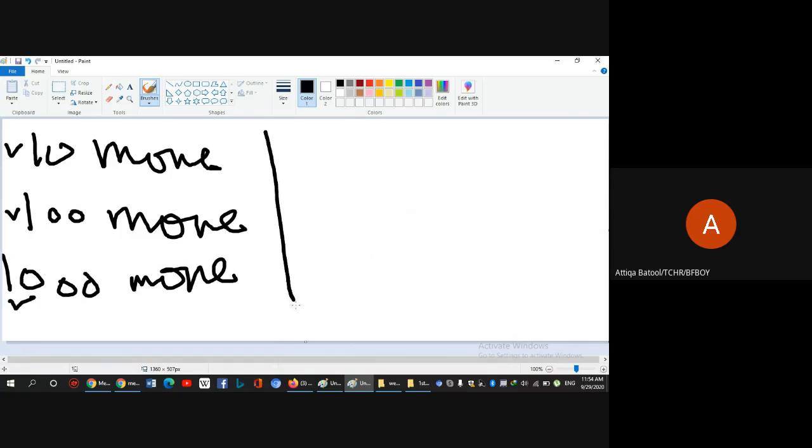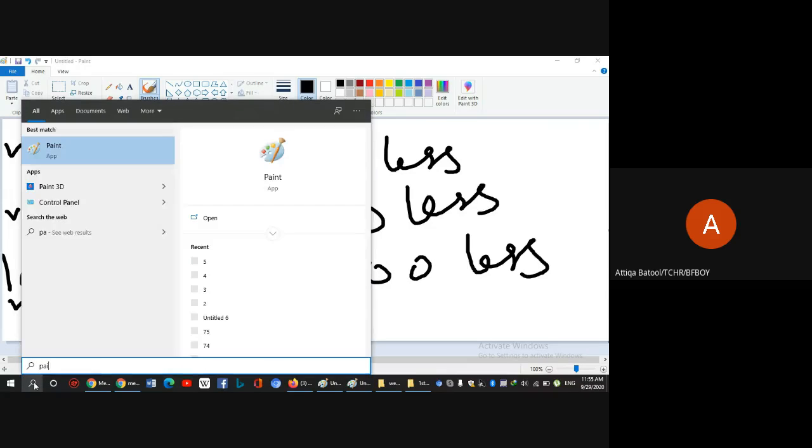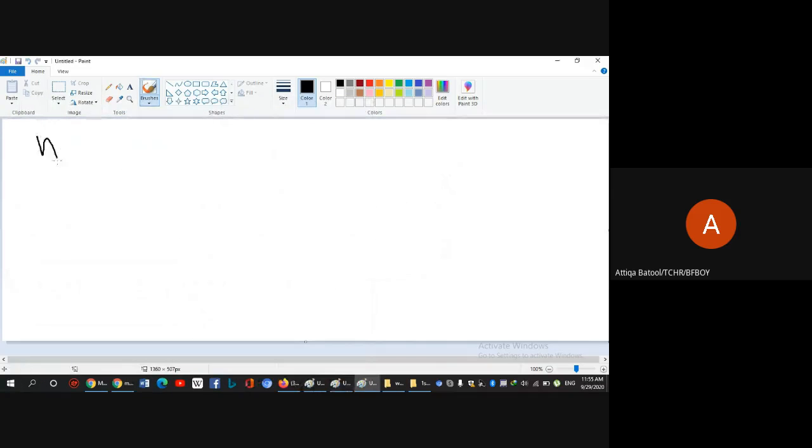On the other hand, there is another statement: 10 less, 100 less, or 1000 less. Children, when we are getting questions in this way, what are we supposed to do? When we talk about more, it means plus. And when we talk about less, it means minus.